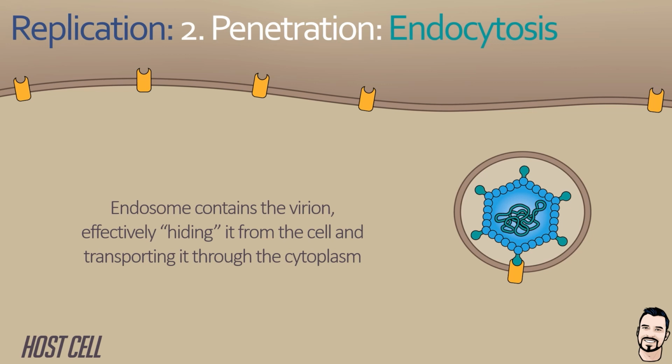All the host cell can detect is the endosome, which is essentially made up of the cell itself, and this allows the virus to travel undetected within the host cell. Now the next phase is the uncoating process.